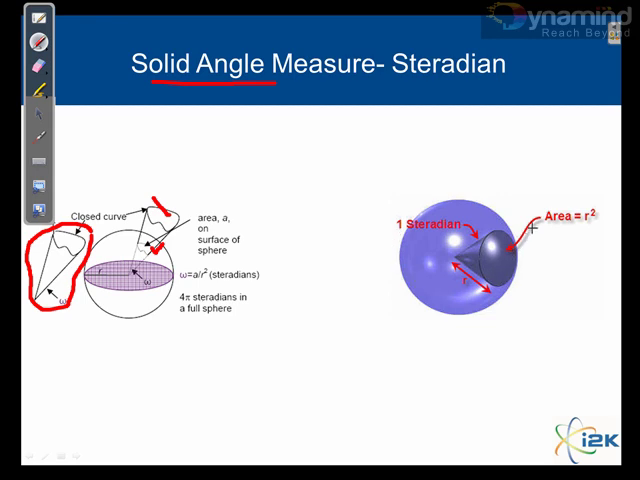So this is the area, and when the area is equal to r square, that divided by r square means this is 1 steradian. You also know that if you sum up the entire angle on the sphere, the entire angle is 4 pi, and it comes from the area which is 4 pi r square, which divided by r square is 4 pi. Which means a closed sphere has solid angle equal to 4 pi. So these are small things which you should always remember for the future, because these things will be used in coming chapters.